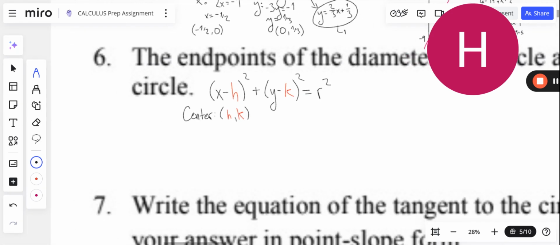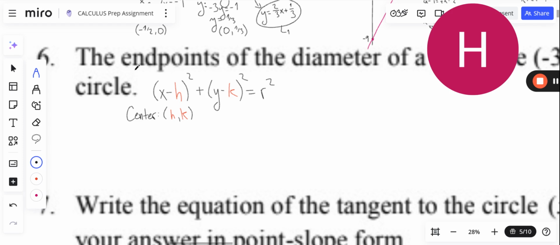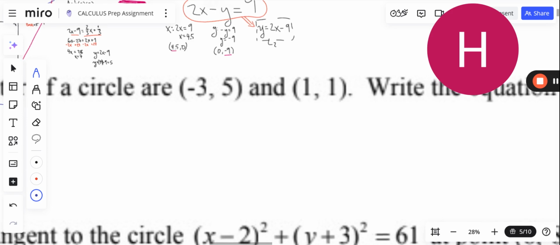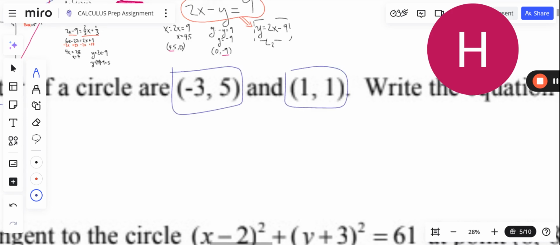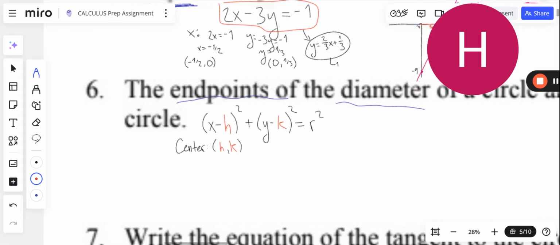Okay, so what do they give us about this circle? They tell us the endpoints of the diameter. Okay, so we're going to need to consider that. They give us endpoints of a diameter of a circle. Here they are. Write the equation. Okay, so we already pretty much have the equation template set up of the circle.